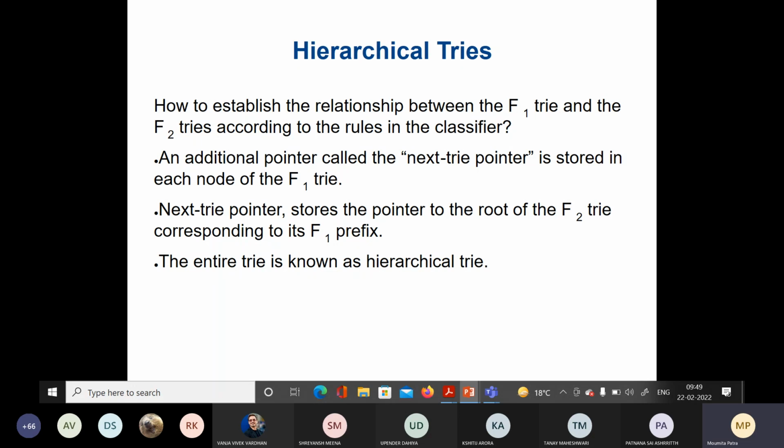So what is the most general solution? We simply use a pointer from F1 to F2, and we call it the next trie pointer. This pointer is stored in the F1 trie, and it points to the root node of the corresponding F2 tries. Let me just show you, then I think it will make more sense.